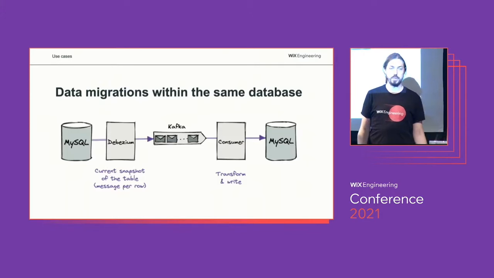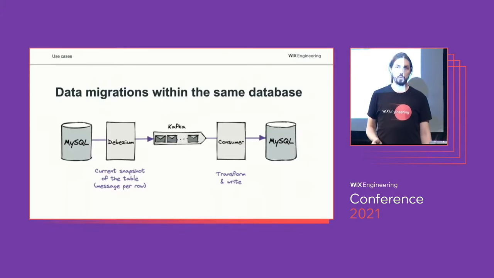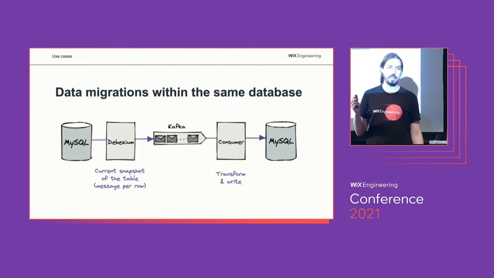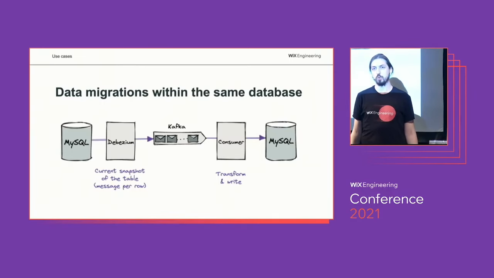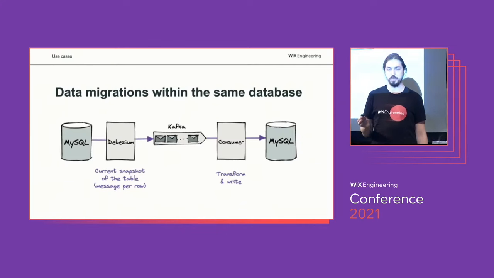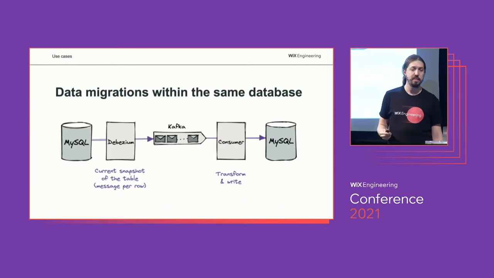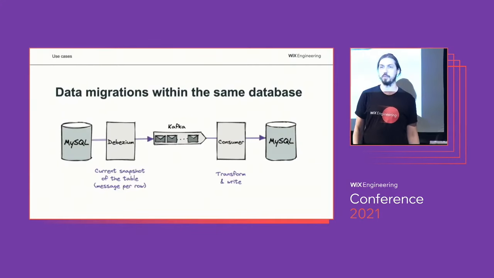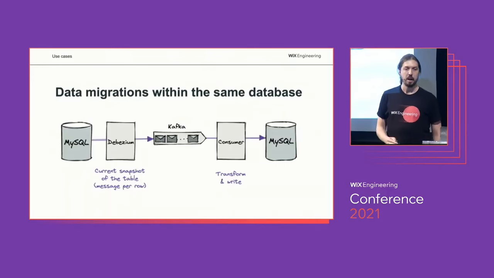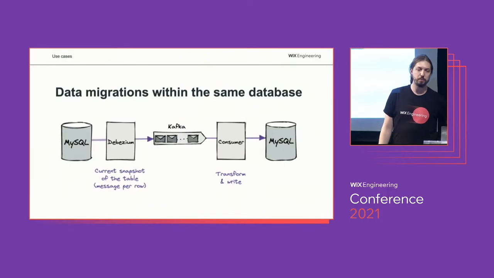So we have a MySQL database, and we have a connector that will stream our changes or snapshot, sorry, to Kafka. And then we have a consumer we prepared that will consume every message, transform it, and write it back to the same table. This is a migration within the same database that we'll see right now. We'll see later how the consumer was built.